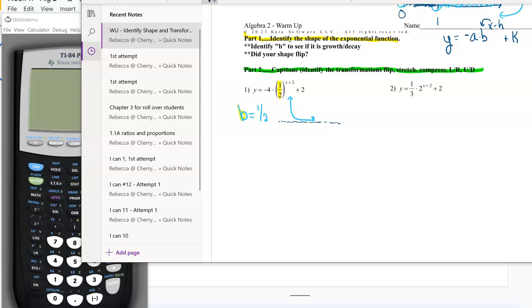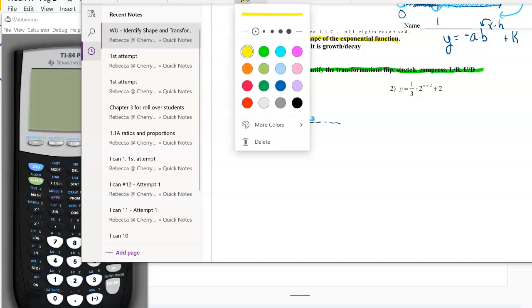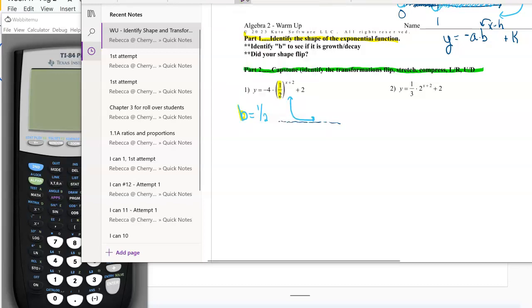And now the second part on part 1 is, does our shape flip? So that's where we want to look in front of our B to see if there is a negative sign, and there is. So this negative right there is going to make this shape flip over our horizontal asymptote, and it's going to look like this. So this will be our final shape. And then just for a side note, the equation of this wall, it would be moving up 2, so it would be at y equals 2. So again, number 1, the pink shape is the final version of this shape.